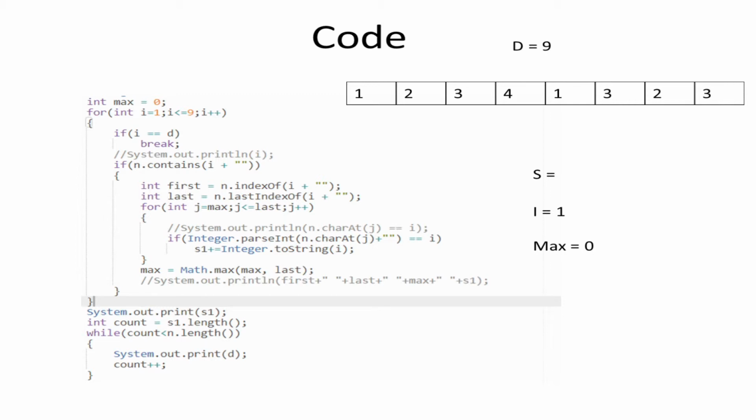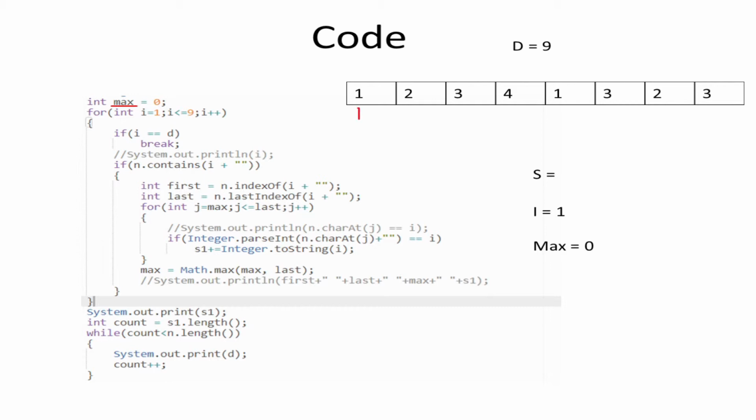Here we have taken a pointer max, initially declared as 0. Now let's move forward. As I have already told you, we'll be checking for the digits 1 to 9, as a digit lies between 1 and 9. So when i equals d we break, but at this time it will not break as 1 is not equal to 9.